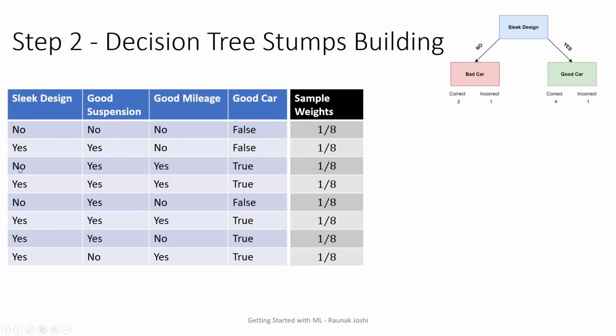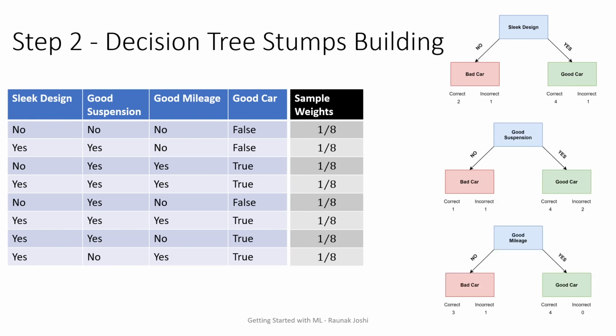So here sleek car in the third tuple is no, and the car is good. So we are going to select car is no, and the car is good. We are going to do it like that. I'll similarly repeat this process for good suspension as well as for good mileage. So we have some set of values.